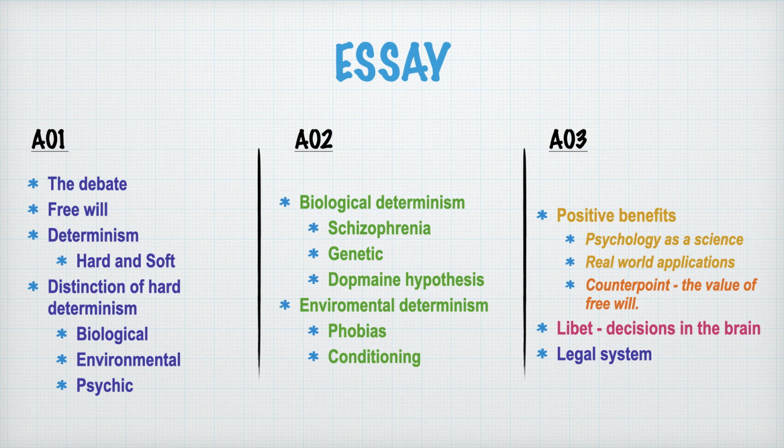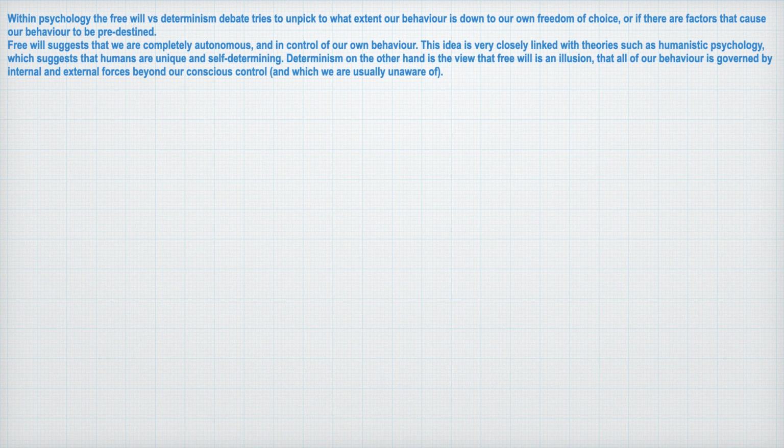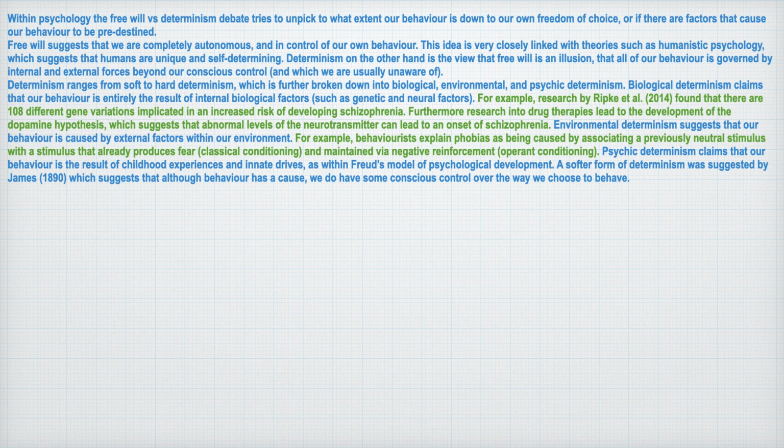Okay, and let's have a look at what this essay would look like. As you can see, I have woven my application into my outline wherever it made sense to do so. For example, directly after talking about biological determinism, I mentioned schizophrenia, the genetic side of schizophrenia, and also the dopamine hypothesis. And directly after environmental determinism, I talked about phobias, classical conditioning, and operant conditioning.